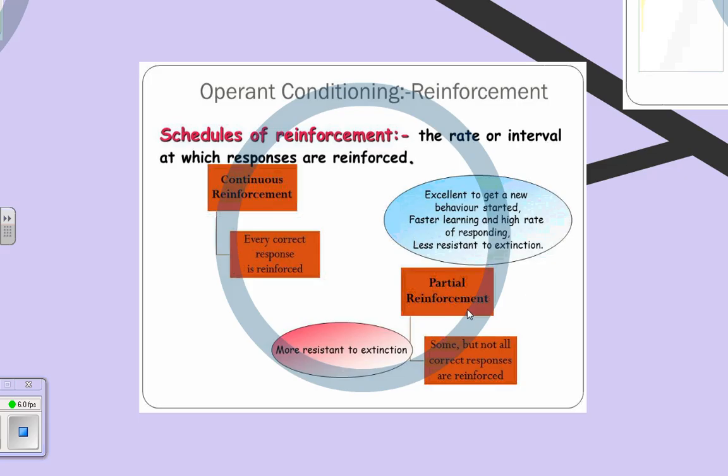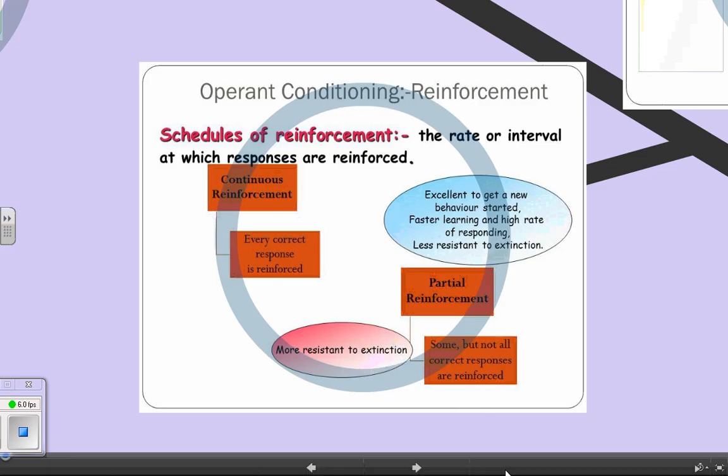Partial reinforcement means that not everything will be rewarded. So it does not become a habit. It is there. I reward, but not every time. I reward when I judge to. And this schedule of reinforcement is more resistant to extinction. This behavior does not extinct as quickly or as easily.